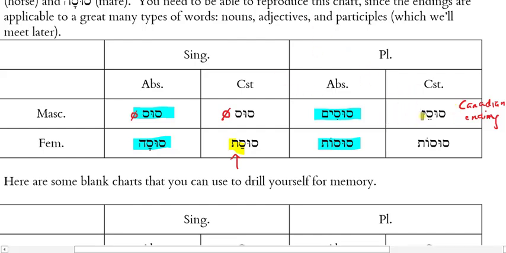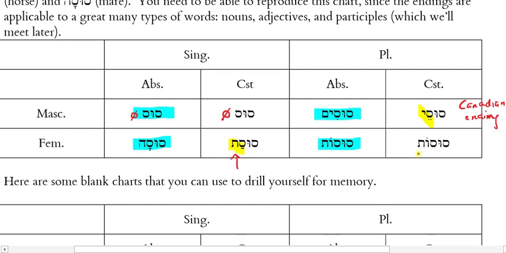Im changes to ei, so we will highlight that ending there. And then look at the last one. Ot is the feminine plural absolute, mares. And if I want to say the mares of David, and I turn this into the construct form, is it any different than the absolute ending? No, it's just the same.